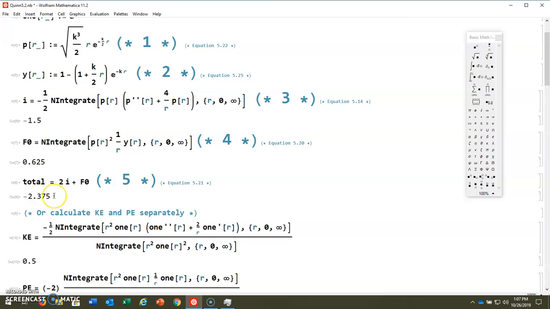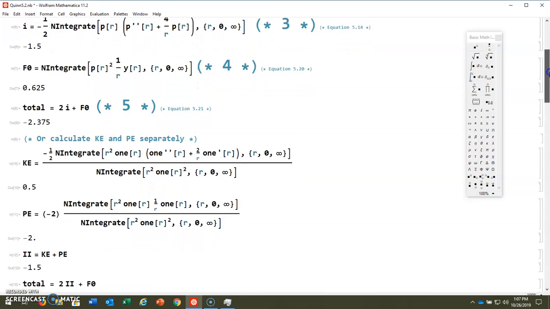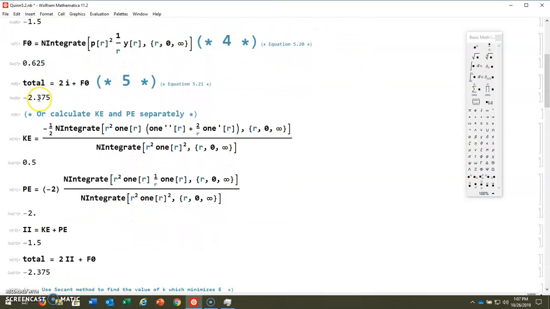Now, of course, that's quite far off from the correct value of around minus 2.9 something. But keep in mind, we just made up a K value here, just made up anything to get the calculation going. So we don't expect anything very good here. But yeah, we get a total energy of minus 2.375.